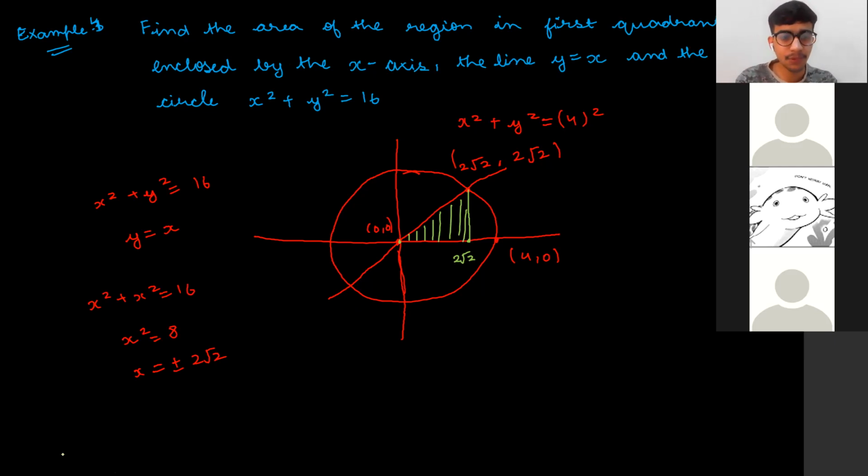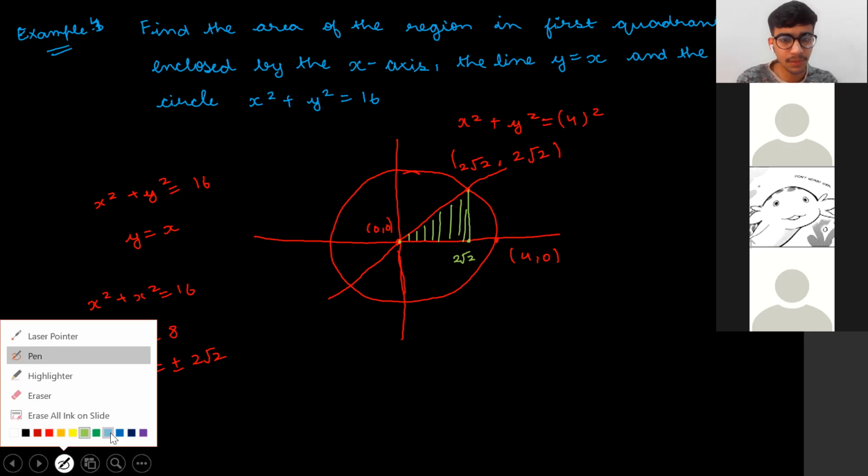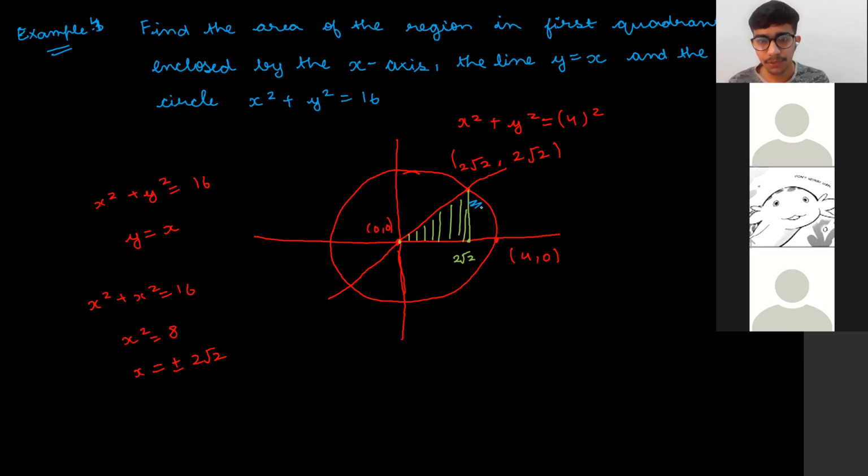After this portion, this small portion, I can calculate with the help of a circle. So वहां पे curve change हो जाता है, and curve now becomes a circle. So from 2 root 2 to 4, I have to use my curve as the circle, and from 0 to 2 root 2, I have to use my line as my curve.